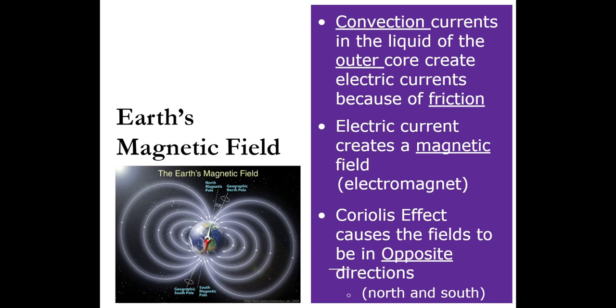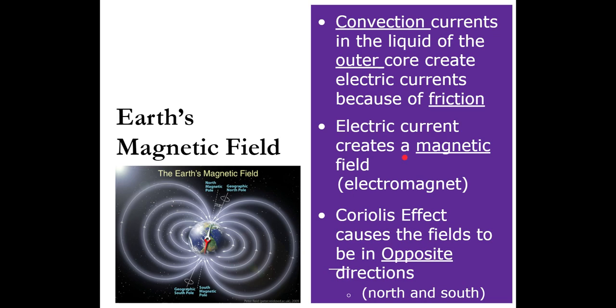Now, I just said that the inner core and the outer core are spinning. Well, that also has a different effect besides just friction. There are convection currents in the outer core and the mantle too, but the outer core I want you to tune into right now. The outer core creates electric currents because of the friction. If you have this metal that's spinning around, it's going to cause friction, and that electric current will create a magnetic field.